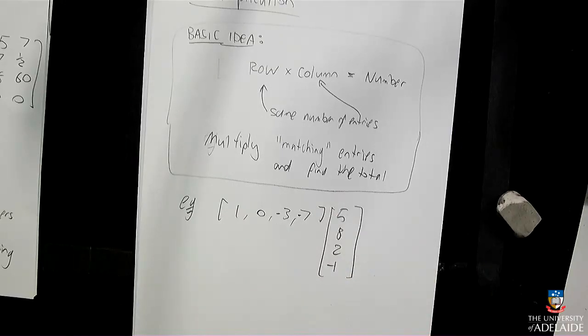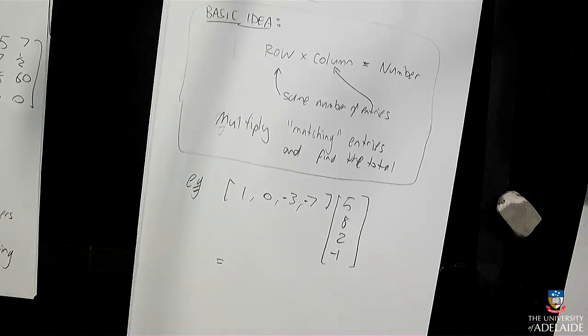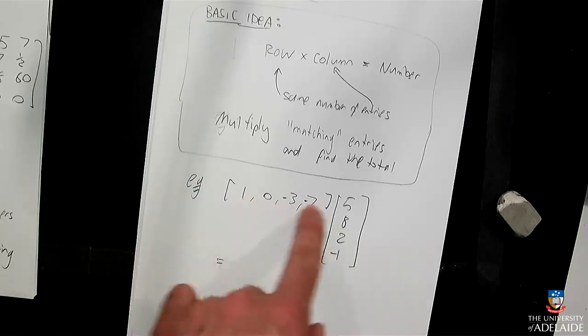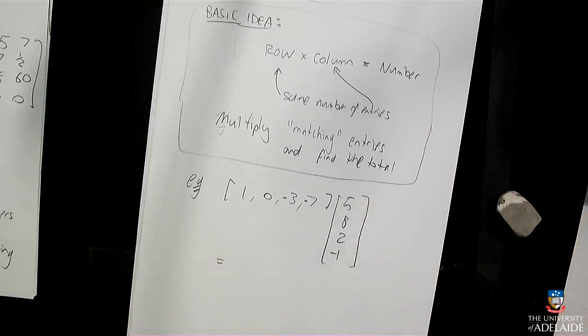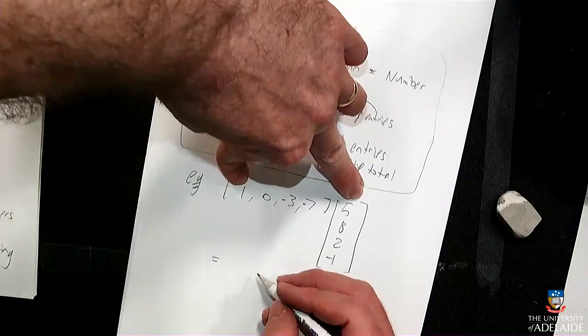Okay? And the way that it works is you will take each entry and its matching one. So the first entry of this from the side and the first entry of this from the top, and you'll multiply them by each other, and then you'll do that for all of them. Okay? So 1 times 5.